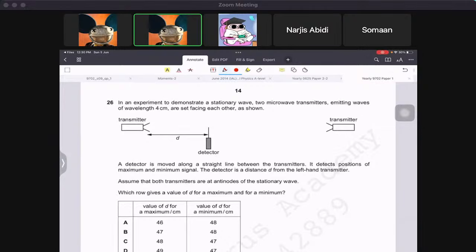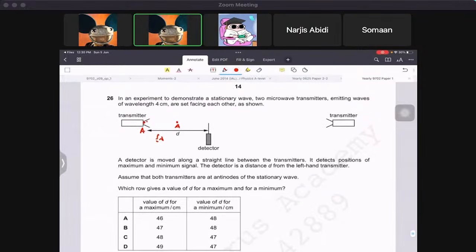So lambda, a node to node distance is half lambda, right? If there was an antinode on this side, the next antinode will come at half lambda, which is basically 4 centimeter. So instead of doing this, we can say that this is an antinode here as well, because this will take a lot of time if we do it indirectly. So this is two ends open.